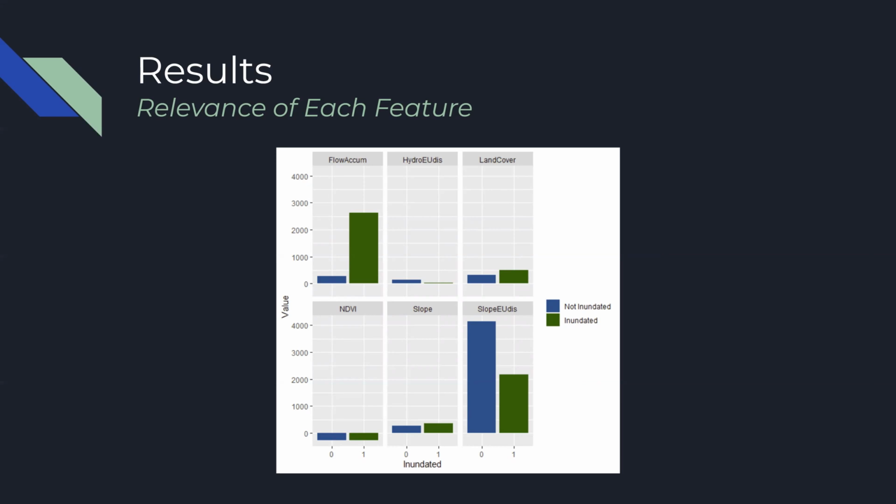Results, including the relevance of each feature. This histogram represents which independent variables are most relevant for predicting inundation. Flow accumulation was the greatest predictor of areas which would flood, and Euclidean distance from slope was the greatest predictor of areas which would not flood.